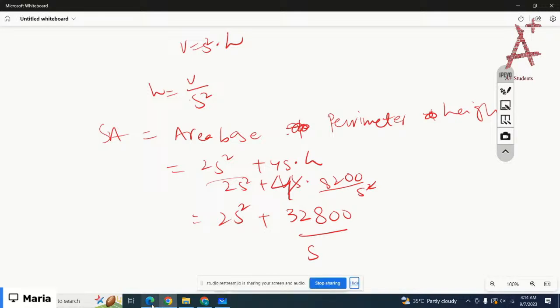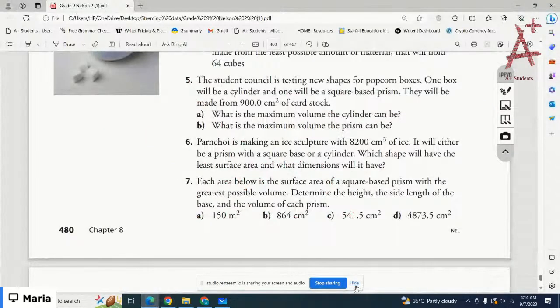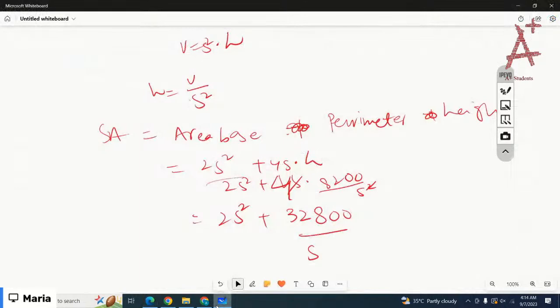Okay, then the next question is, now you have to find the surface area, right? That means, let's suppose the lengths of the sides are 7, 11, 15, 19, and 23, right? You have to calculate the surface area.